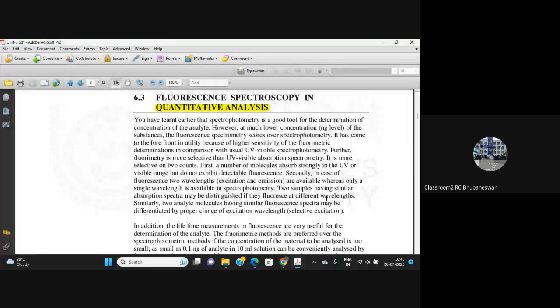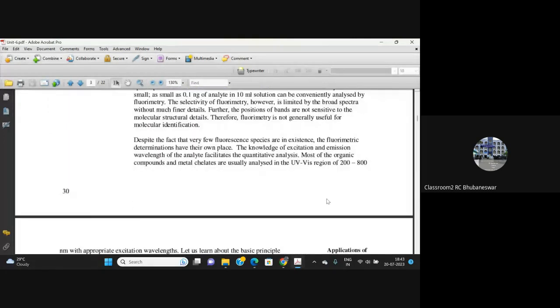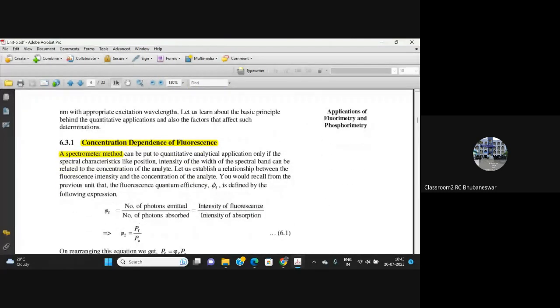So it is basically used for quantitative analysis as well as qualitative analysis. Quantitative analysis, mostly, I told you, is concentration dependent fluorescence. In the UV visible part also we studied concentration dependent studies related to your quantitative part.